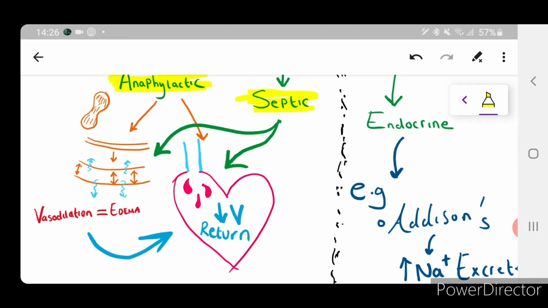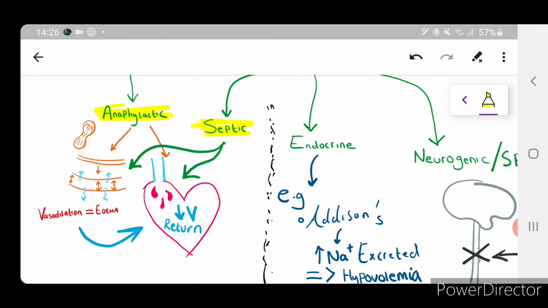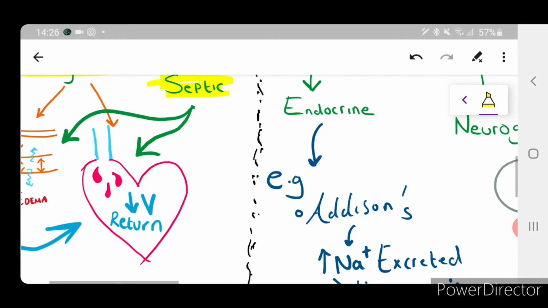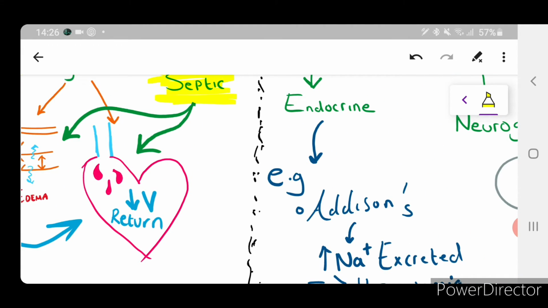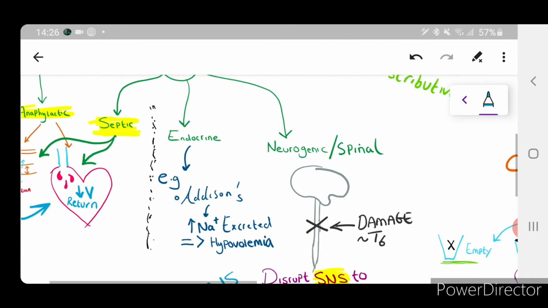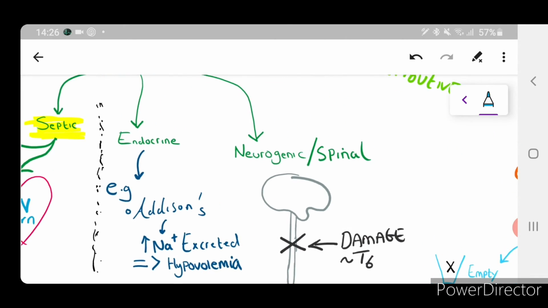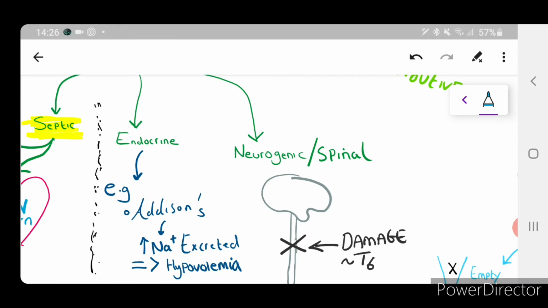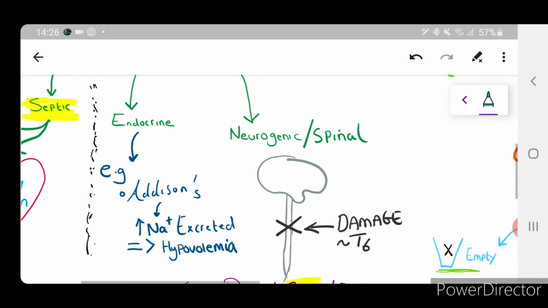And septic follows the same kind of trajectory, meaning that there is going to be systemic inflammation, and with systemic inflammation, you're going to have increase in the vasodilation and therefore decreased blood pressure. Therefore, a decrease in venous return, and especially this question was on the colloquium as well. So yeah, and these two, endocrine and neurogenic, they are separate. You can't really group them together.